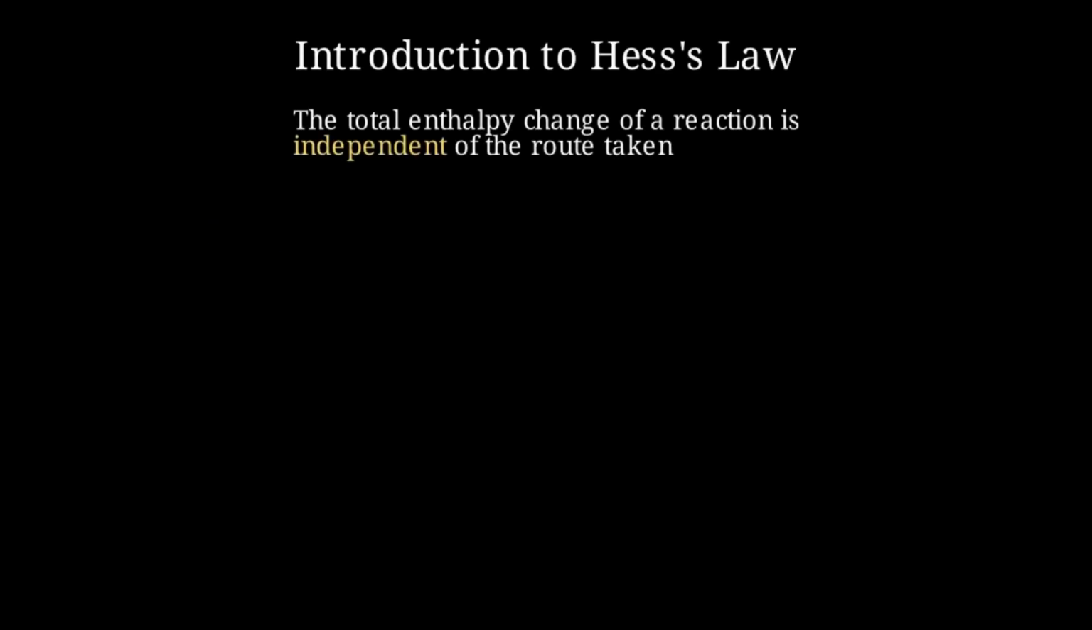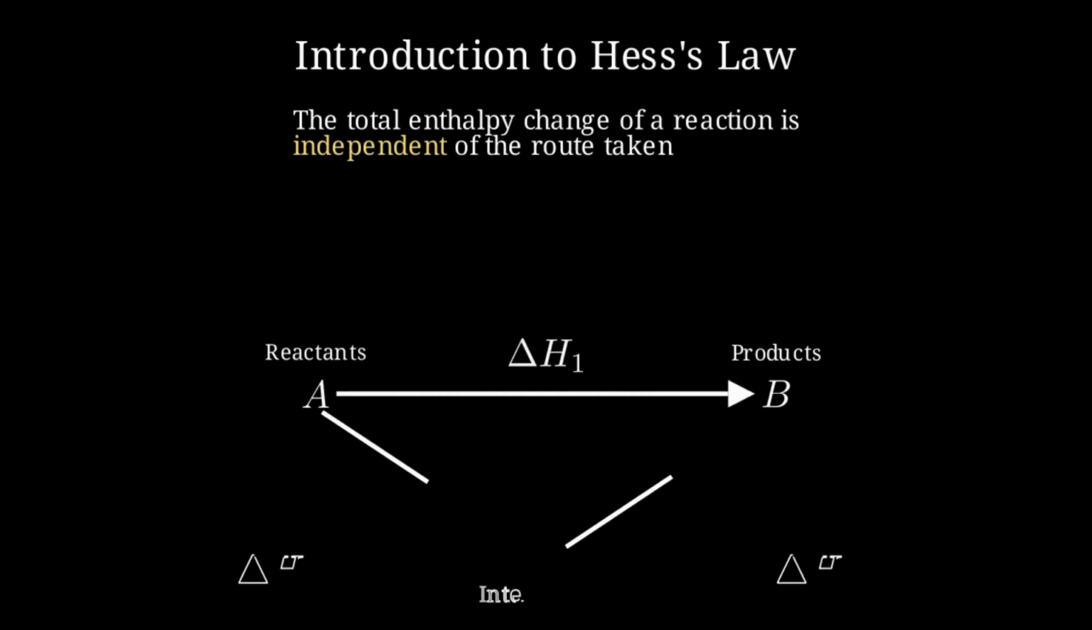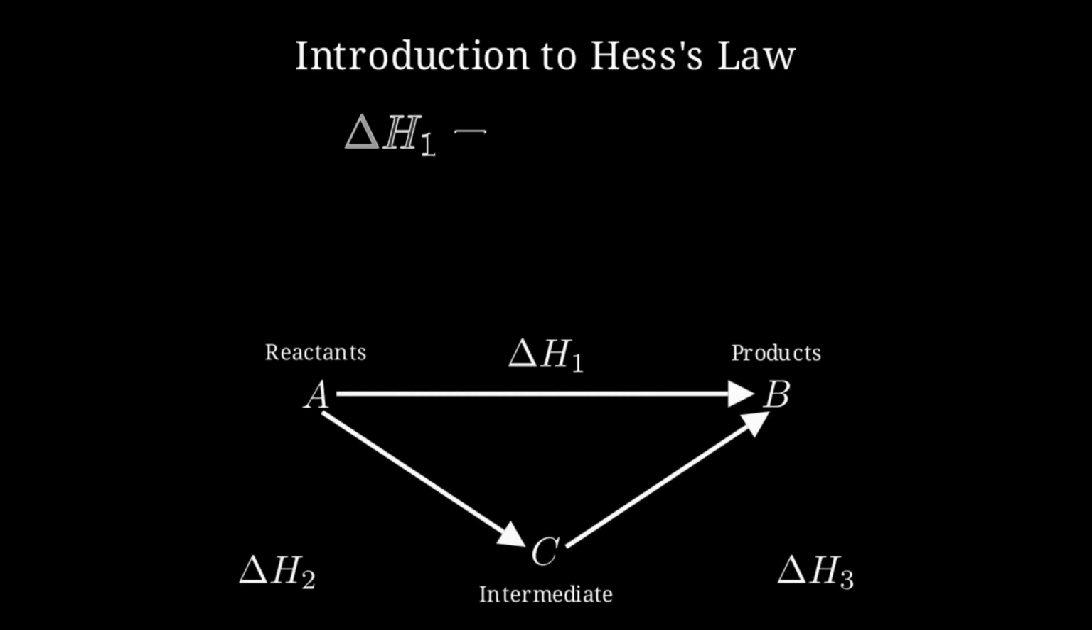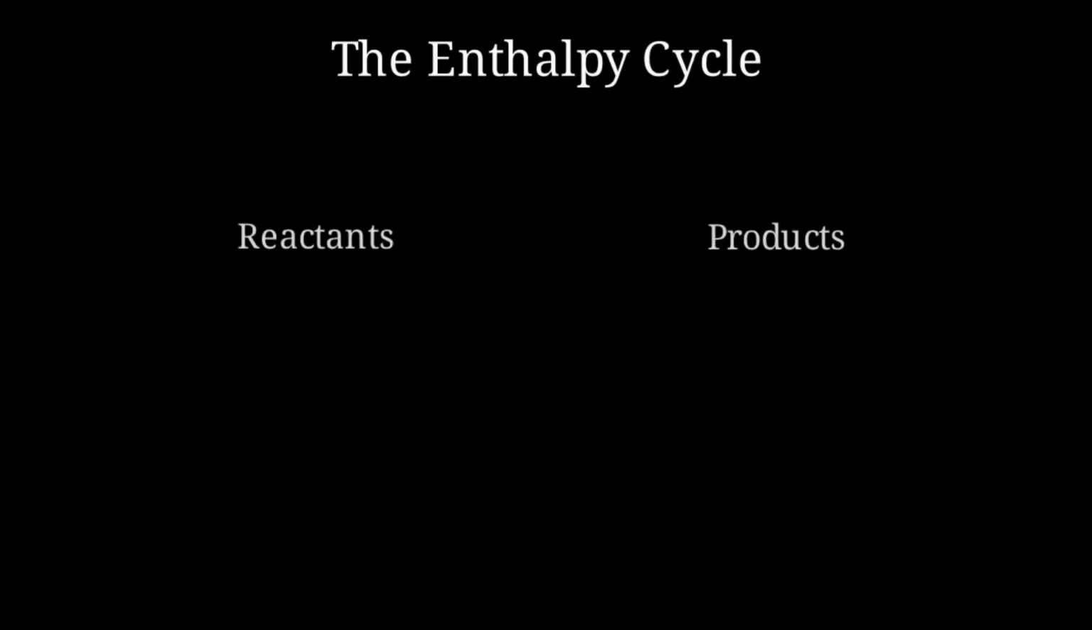Hess's law states that the total enthalpy change for a chemical reaction is the same regardless of the path taken, provided the initial and final conditions remain constant. This means the energy change for the direct route equals the sum of the indirect steps. To visualize this, we use an enthalpy cycle.